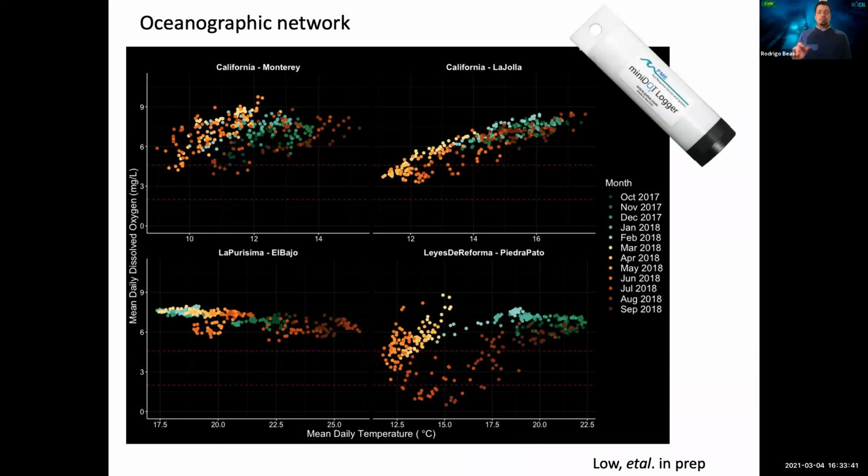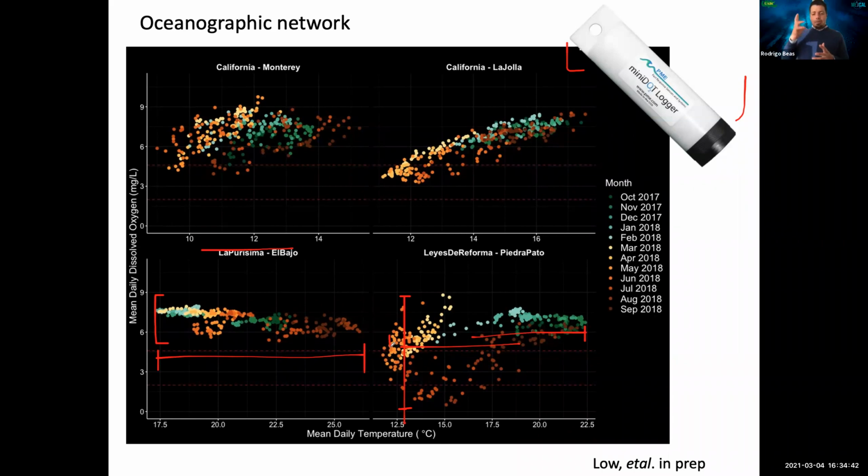One example of these cool oceanographic networks is a paper being prepared by Natalie Lowe. She has these miniDOT loggers all up and down the coast. And the first thing you can see is that all sites are different. On the x-axis is temperature, on the y-axis is dissolved oxygen. If we focus on the lower left image, we can see that there is no variability in dissolved oxygen. So the variability is very small in contrast to the temperature. But then there are other sites where the variation of dissolved oxygen is huge in comparison, with the same variability of temperature. So you can see these multiple stressors playing different roles in different sites.